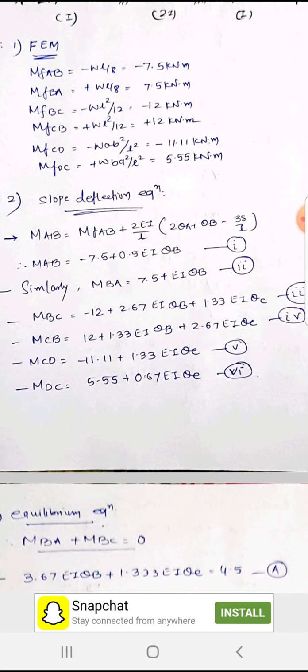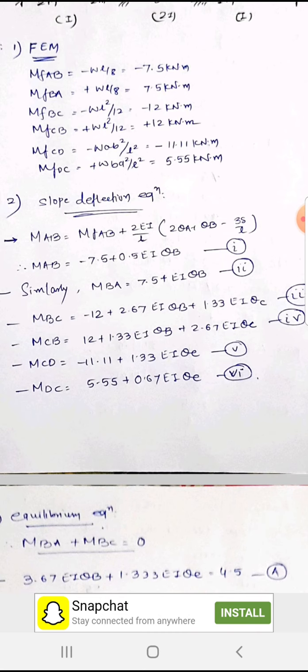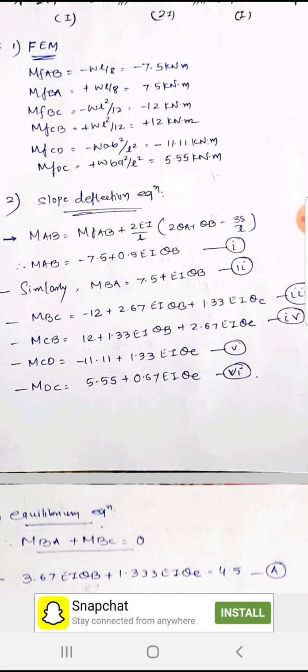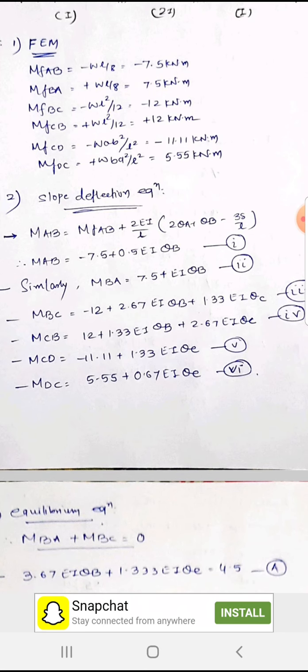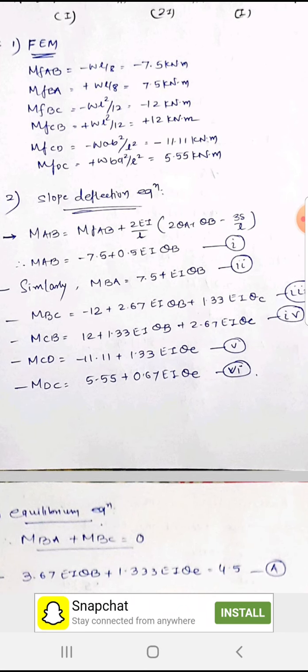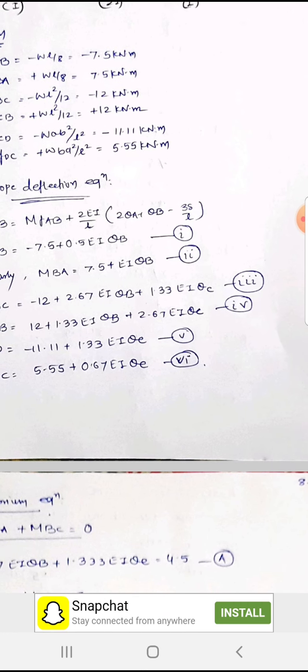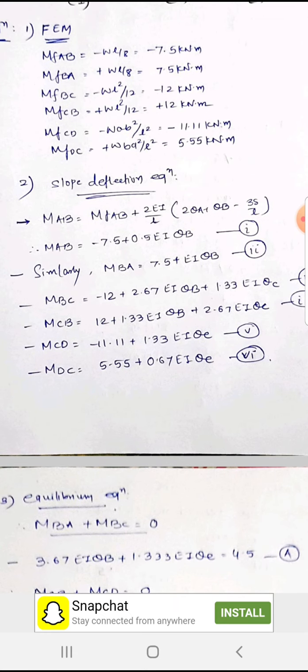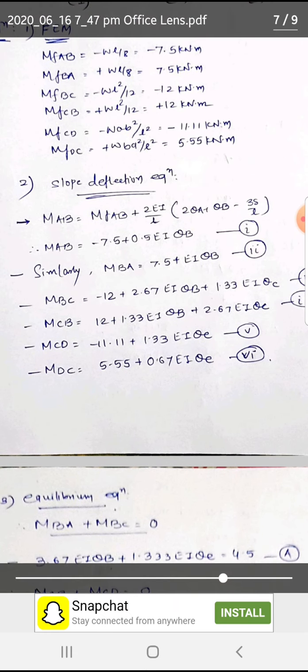Which are the unknowns? Here it is a three-span continuous beam, and support B and support C are both hinge supports. That's why the unknowns are theta B and theta C, and we are getting these equations in the form of those two unknowns. Here we have three spans, that's why we are getting 6 equations.